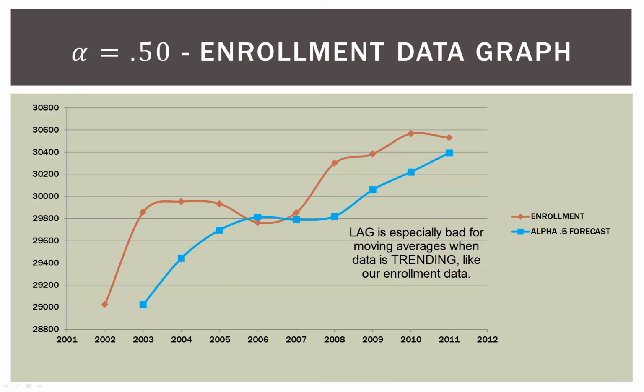And that's just a common trait of all moving averages, that they tend to lag behind the actual enrollment. So in the enrollment, our dip is in 2006, 2007, but in our EMA forecast, our dip is in 2007, 2008, and then it catches back up again. So there is some lag in the exponential, just like other moving averages.